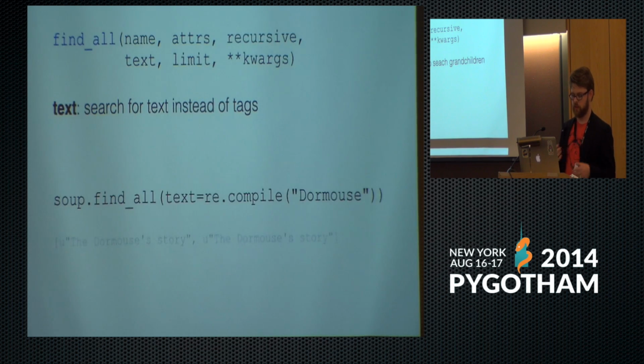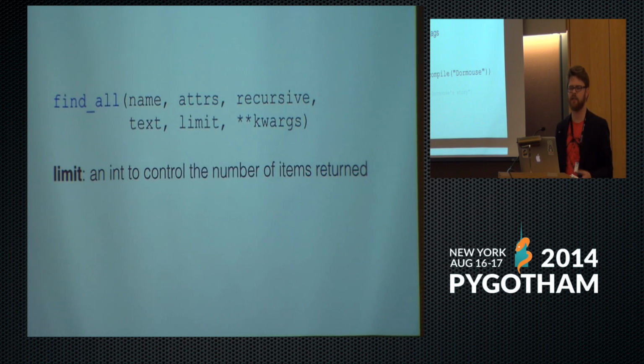Recursive just says, do you keep searching through grandchildren and keep going down the tree until you can't find anything more, or do you stop at the children of this node? Text lets you search for text. This is useful because we've dealt mostly with tags, but sometimes you want to know that this string is on the page, and this is a way that you can search for it. Limit just limits the number of items that are returned.